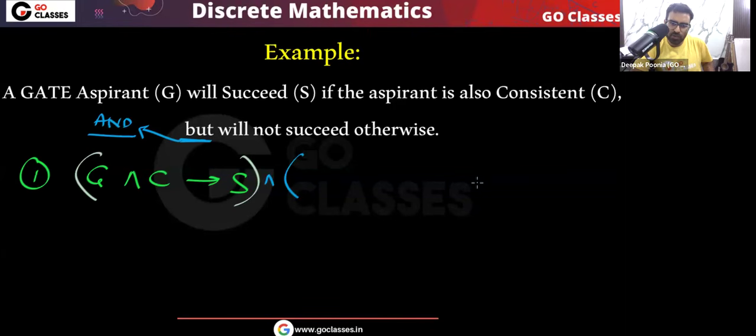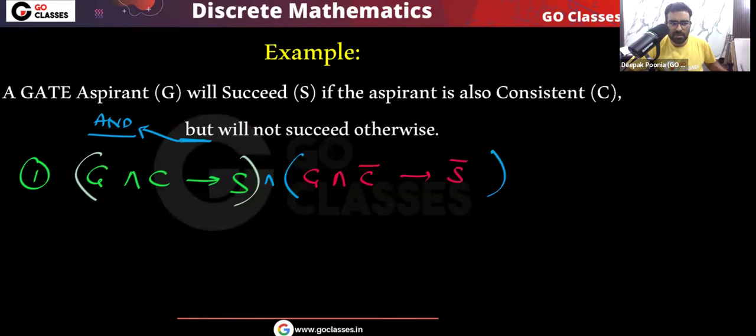Okay, and what else am I saying? I am saying that otherwise the GATE aspirant will not succeed. What is the meaning of otherwise? Otherwise means if the GATE aspirant is not consistent, then the GATE aspirant will not succeed. Means if you are a GATE aspirant and you are not consistent, then you will not succeed. This is how I can write it.